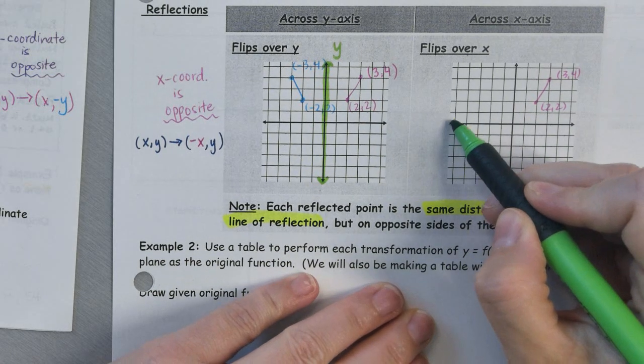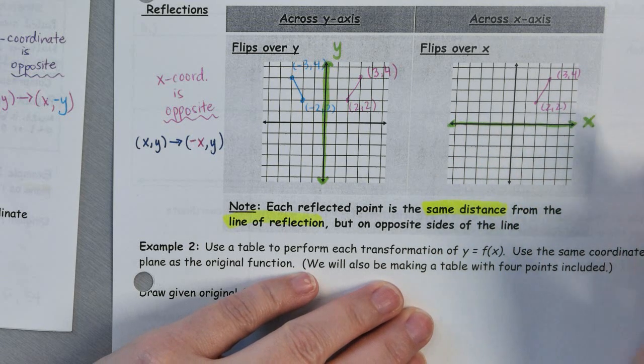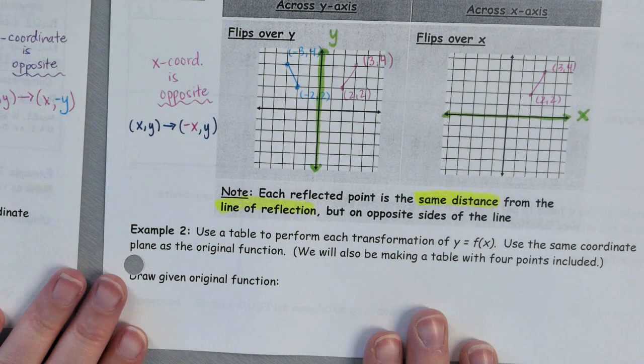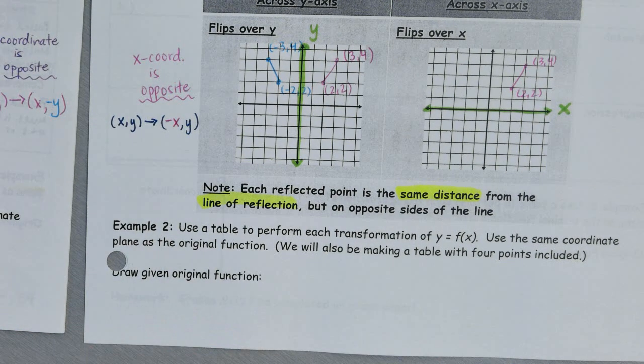So again, sometimes I just like to highlight this. That helps me when I'm coming up with the distance. Okay, so I want you to graph the reflection, and then I want you to see if you can write the rule this time.